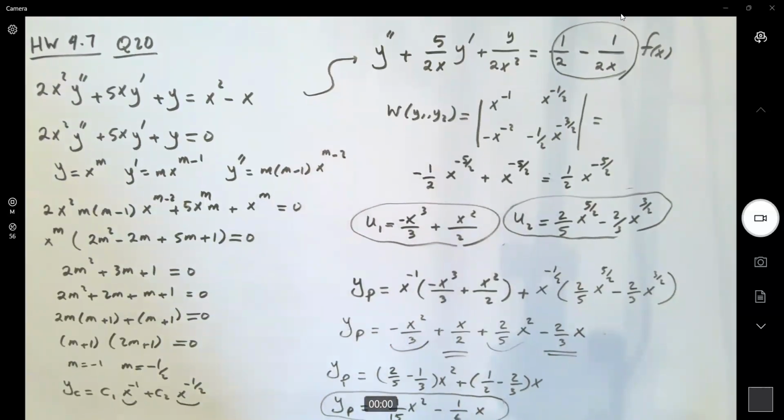So now if the question says, what is the general solution? The general solution is the sum of the particular solution and yc. So y becomes y sub c plus y sub p.